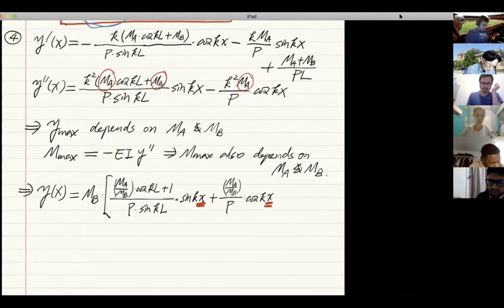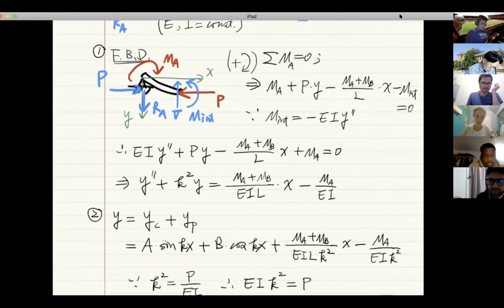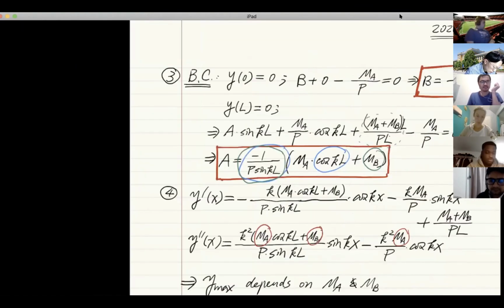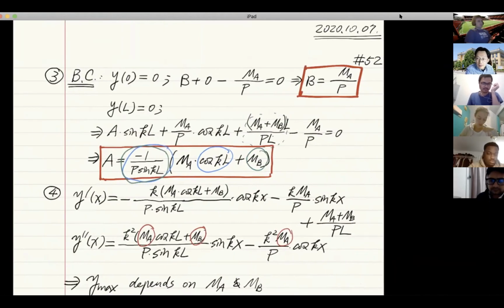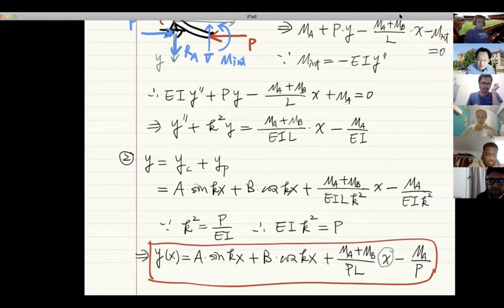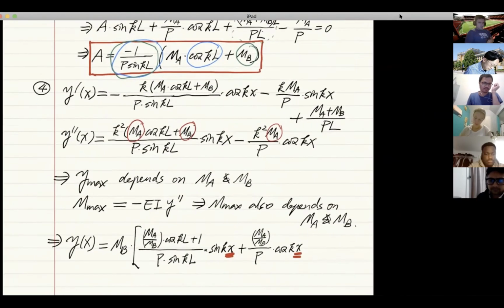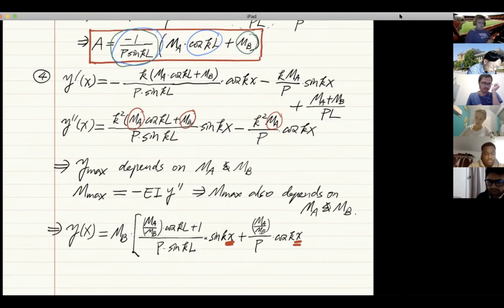Is that first term supposed to be negative? It is not negative, right? Because B is MA over P. So the coefficient here, A times sine KX plus B times cosine KX. So the sign with B is positive, right? So this part is nothing but B. This is B. This part is A.